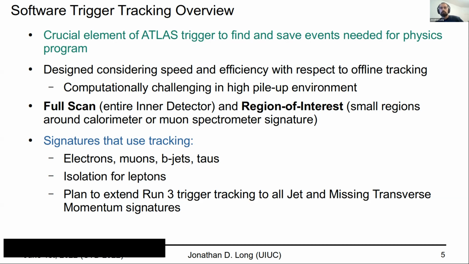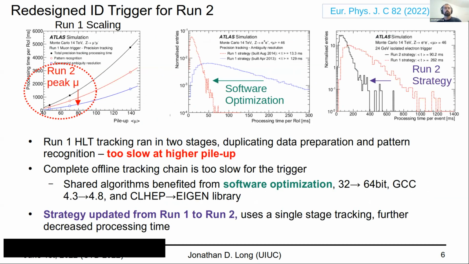Right, so to go back a little bit, transitioning from Run1 to Run2, the ID trigger was redesigned because we saw that the strategy from Run1 didn't scale very well to the pileups that we expected from Run2. So like in the top left here, the processing time was going to be just way too long at the pileups that we expect from Run2. This was partly because in Run1, the tracking ran in 2 stages. And this resulted in duplicating things like data preparation and pattern recognition, which can be somewhat slow.